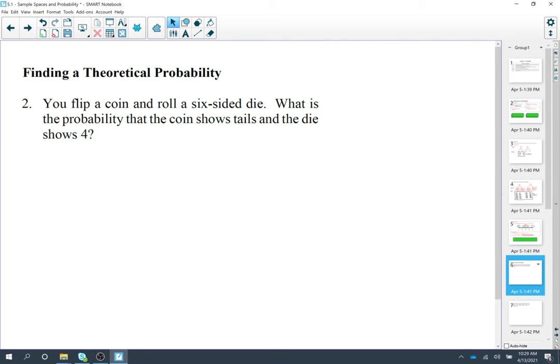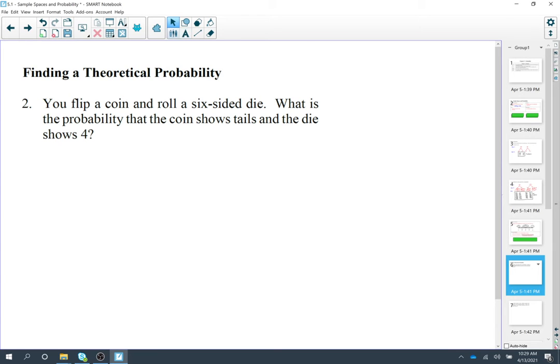Example 2, finding a theoretical probability. So it says you flip a coin and you roll a six-sided die. What is the probability that the coin shows tails and the die shows 4? Well, first of all, if I want to find this, I have to find the sample space so that I know how many total outcomes there are.